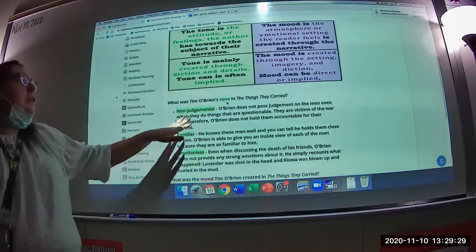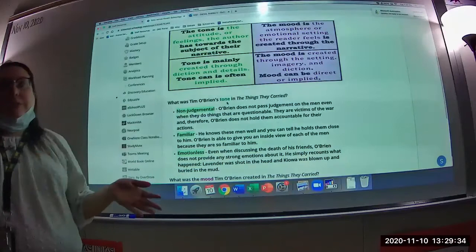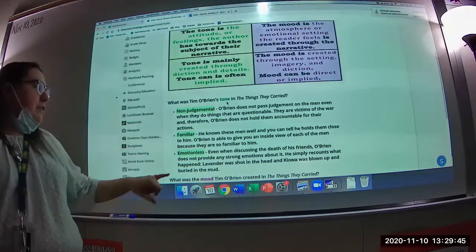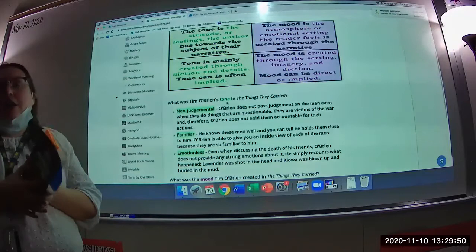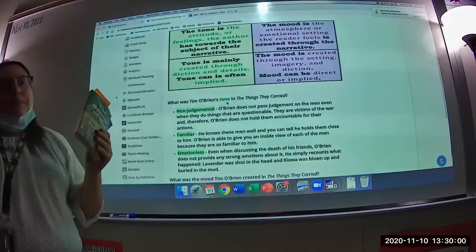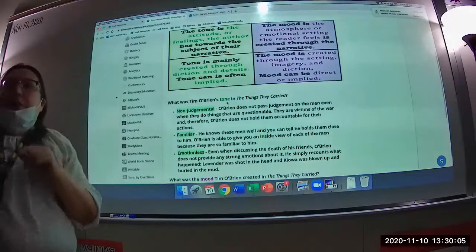He also has a familiar feeling with it, right? He knows these men. He's giving us intimate details. He's not saying exactly who they are, but he knows them well enough to provide information and to give us an inside view of each of them. And he's also very emotionless, right? When Lavender dies, when Kiowa dies, he's not like, oh my God, I'm torn up. He's just very, this is what happened. Lavender, shot in the head, boom, down. Kiowa, blown up in the mud. That's what happened, right? So very emotionless. So that is basically the author's take on it.